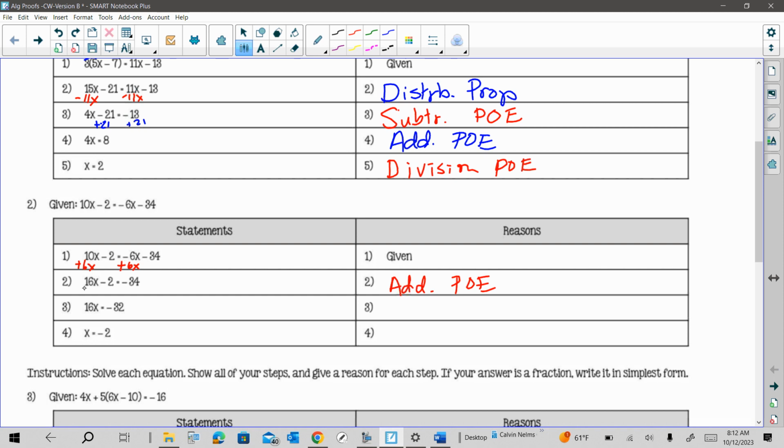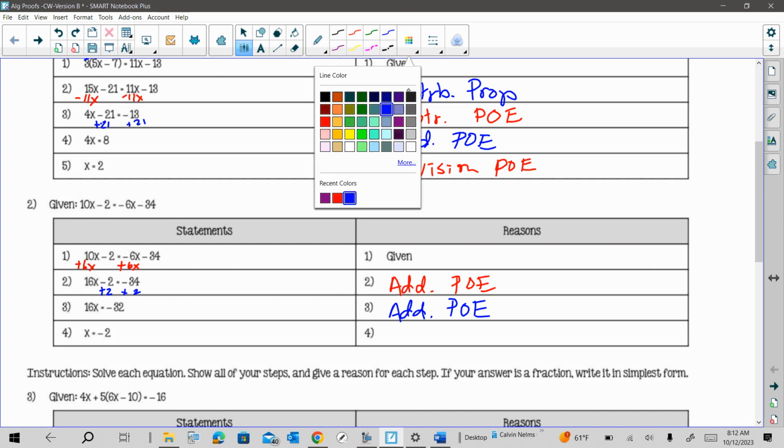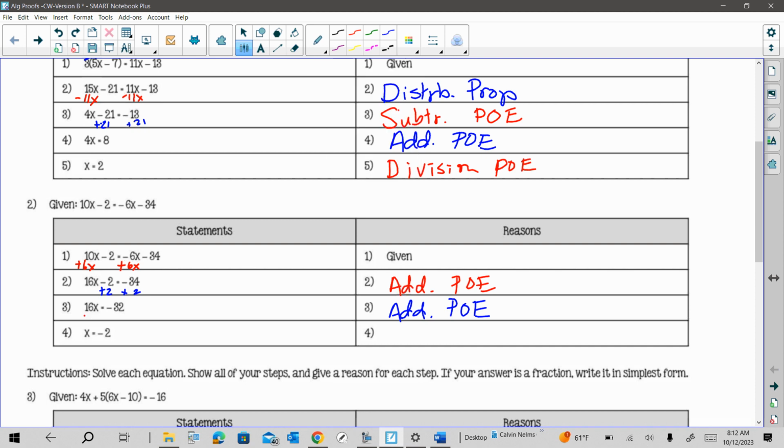Then now they're getting this x term isolated from line 2 to line 3. And the only way to do that would be to add 2 to both sides. So they use addition property of equality again. Now to solve for x, to isolate that x, you would have to divide by 16 on both sides. So the last reason would be the division POE.